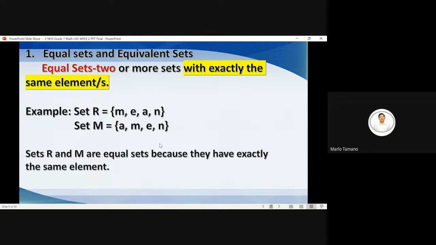All right? So what did you notice about these two sets R and M? Set R has M as an element, just like set M. Set R has E as an element, likewise set M. Set R has A as an element, set M has A too. And set R has N as an element, then set M has N too. So therefore, they are equal sets. These two sets R and M are equal sets. Why? Because they have exactly the same elements. All right. So next.